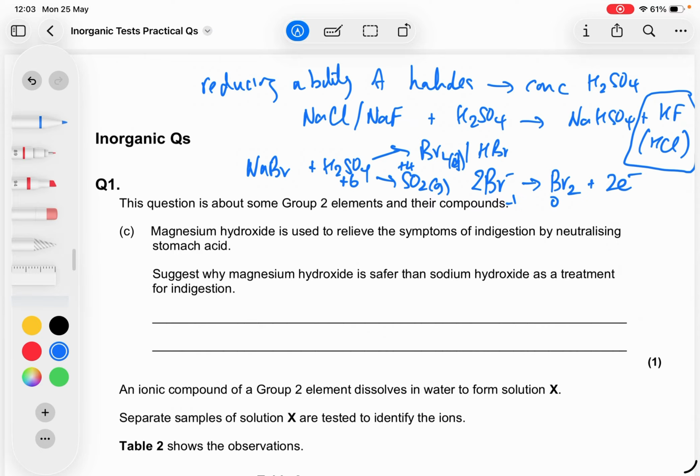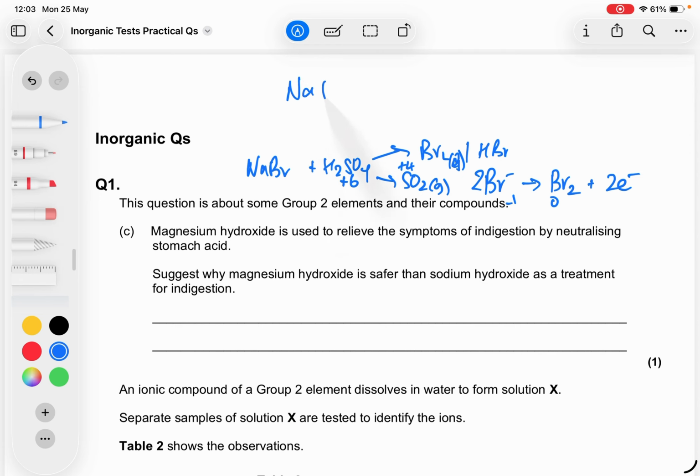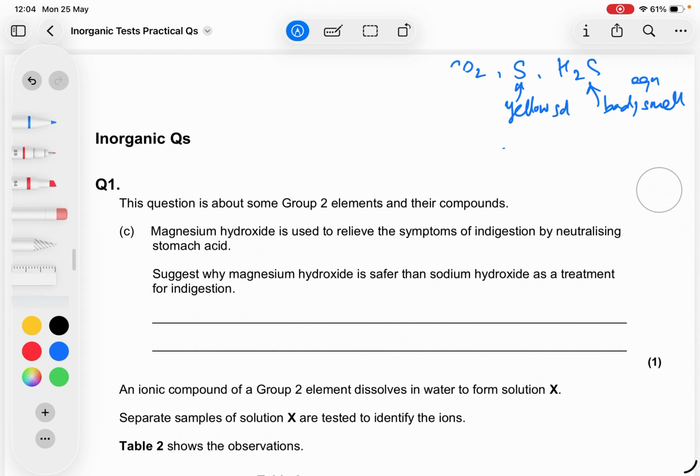In the case of iodide, iodide is a powerful reducing agent. So sodium iodide with sulfuric acid can reduce sulfuric acid to sulfur dioxide, to sulfur and H2S. Sulfur is a yellow solid, and H2S has a really bad smell, like bad egg smell. So that's just a quick overview of some of the inorganic tests you need to be aware of.